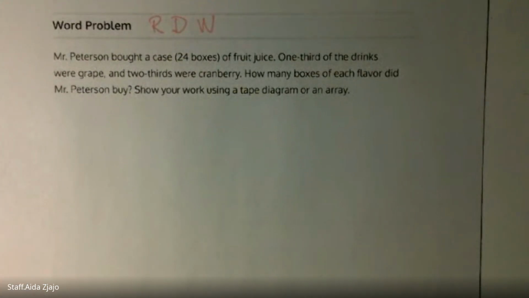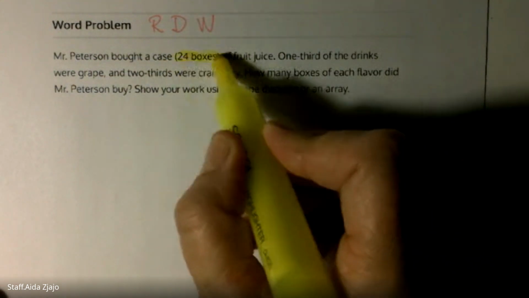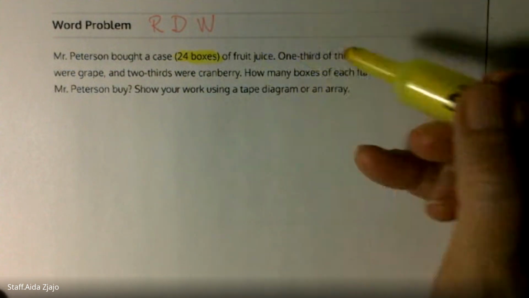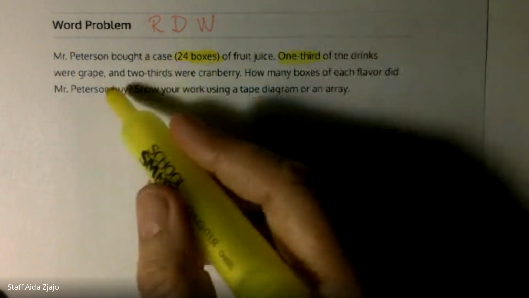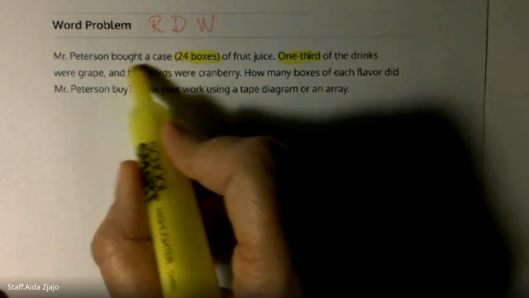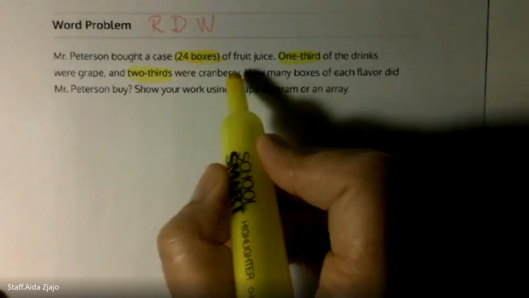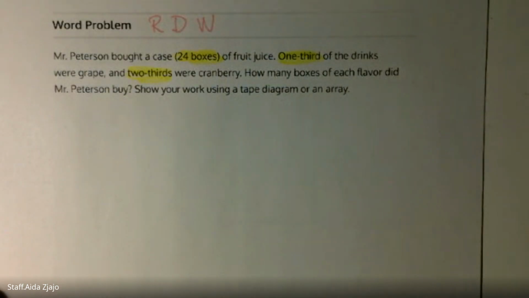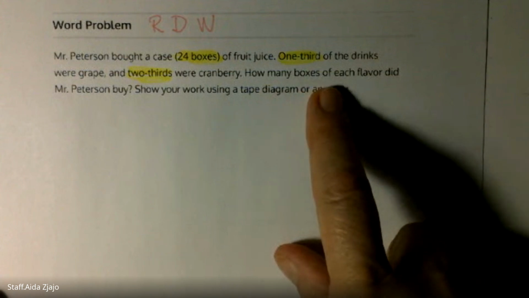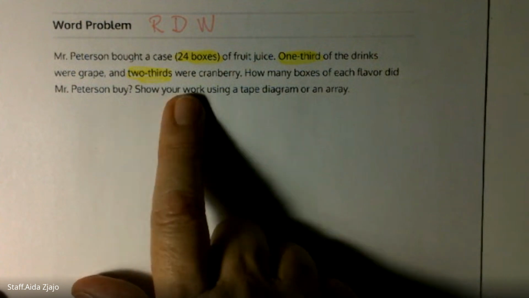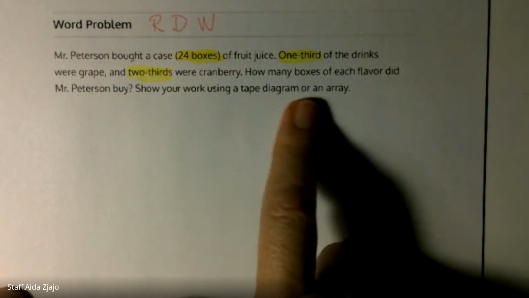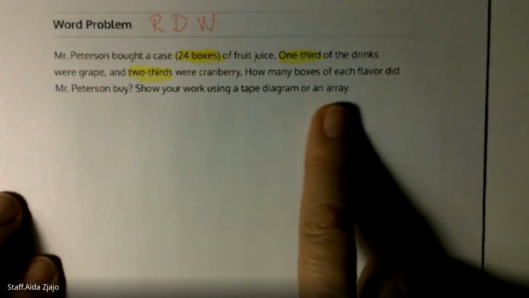So first thing we're going to say, Mr. Peterson bought 24 boxes of fruit juice. 1/3 of the drinks were grape and 2/3 were cranberries. How many boxes of each flavor did Peterson buy? Show your work. Use a tape diagram or an array.